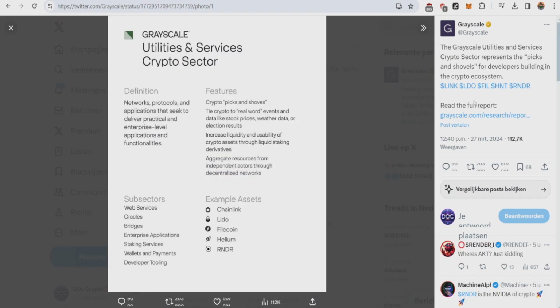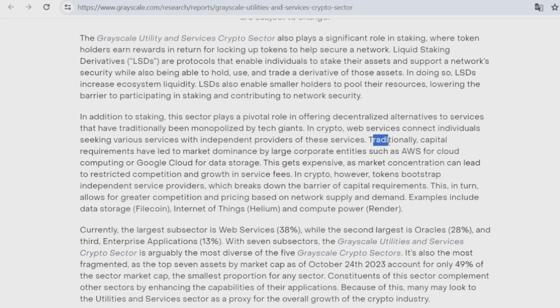The second time Grayscale actually mentioned Render in a short period was on March 27th, so basically 8 days later, and this time there weren't really other AI coins in it. It was basically Grayscale's utility and services, and Render was one of them. And there was actually a very bullish thing in this full report about Render. Grayscale basically said that traditional capital requirements have led to market dominance by large corporate entities such as Amazon AWS for cloud computing or Google Cloud for data storage.